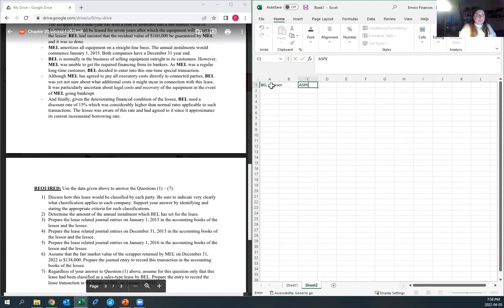They use ASPE. So remember, for the lessor under ASPE, there's the 3 criteria that we saw. And there's also 2 other criteria that they must fulfill first before fulfilling one of the 3. Those are, are they reasonably certain?